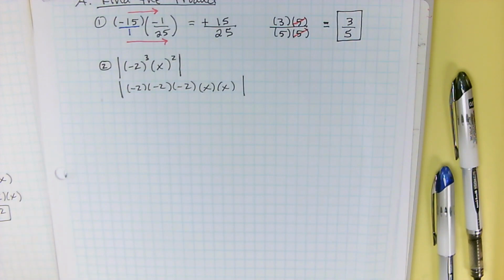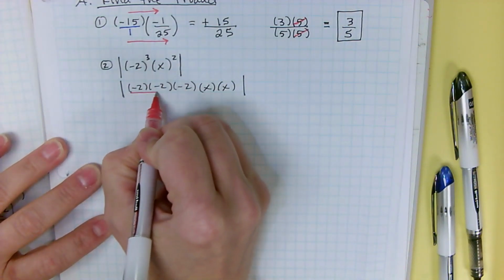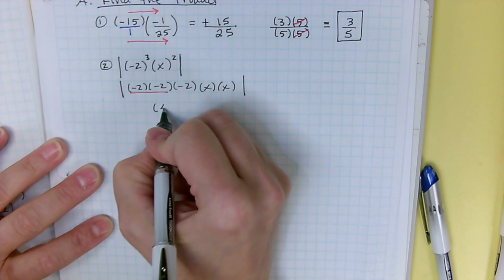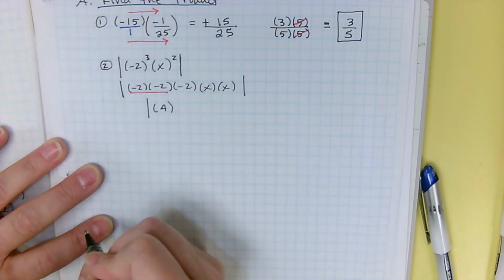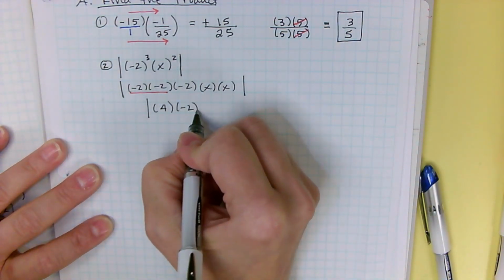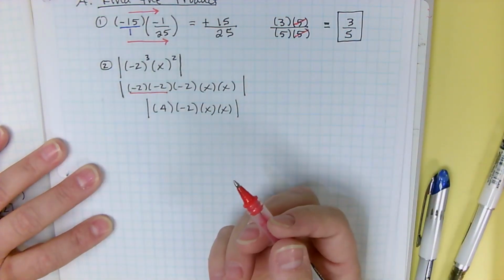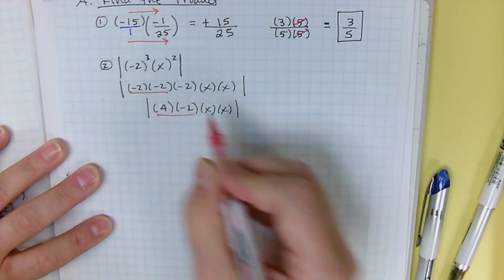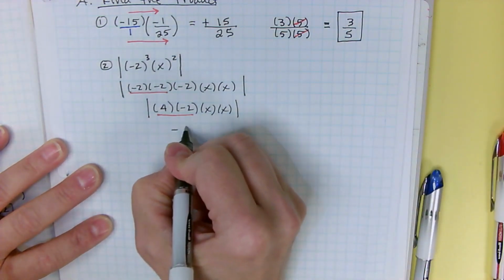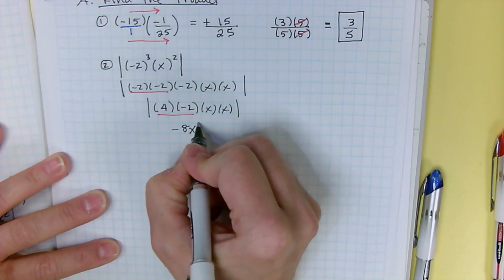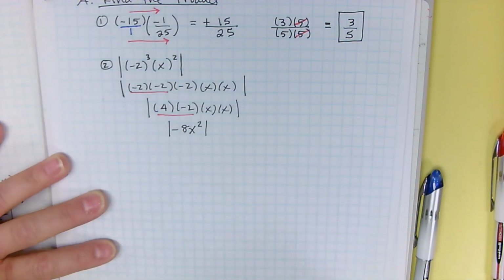When you multiply several numbers together, you go left to right and you do them in pairs. So you do negative 2 times negative 2 first. That gives you a positive 4. And then I'm just going to recopy the right. Keep going to the right. 4 times negative 2 is negative 8. And then x times x is just x squared. So there's not much to do with that.